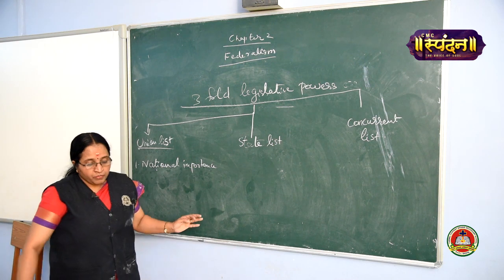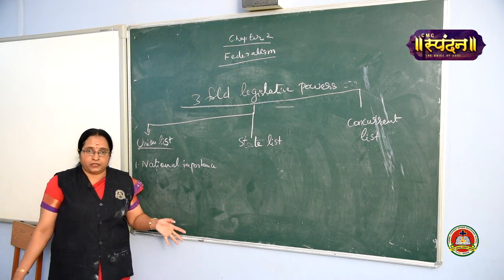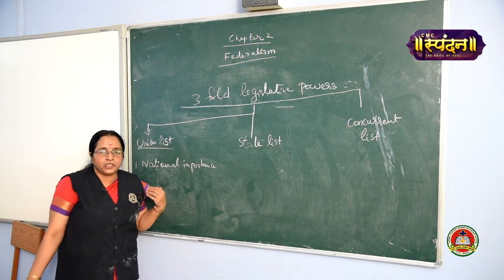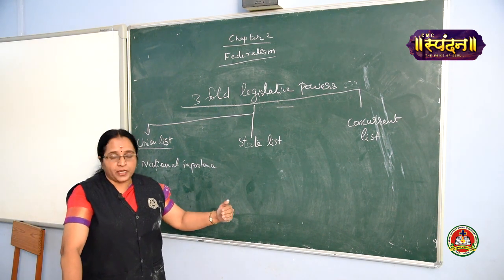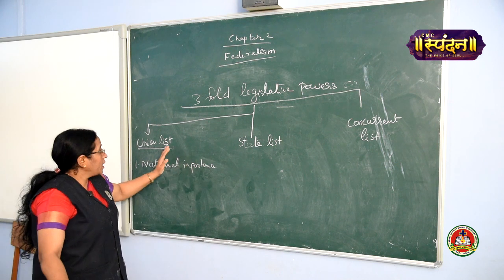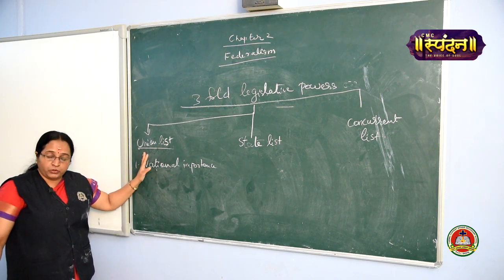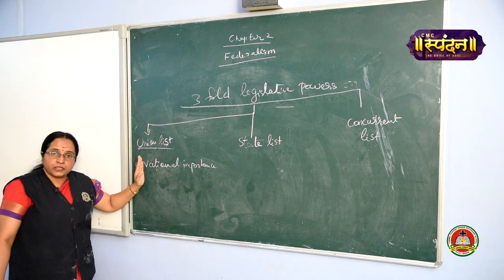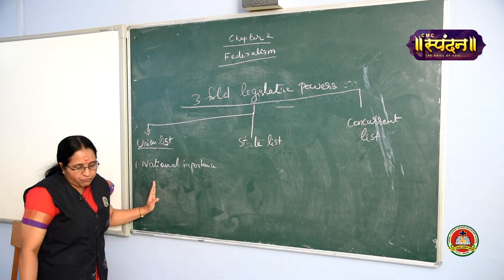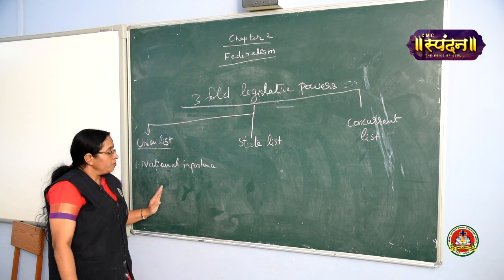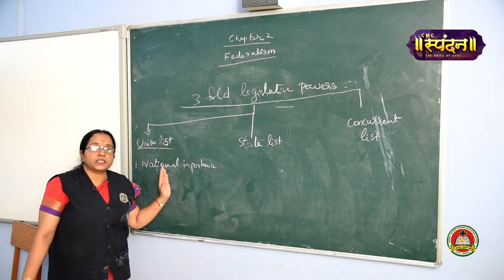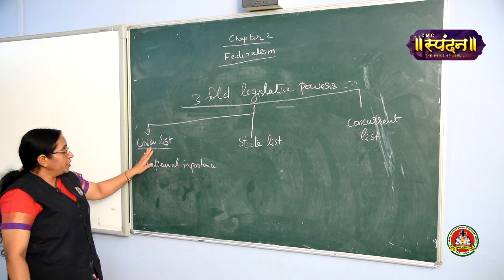Now see, there are some matters, some subjects which need a uniform decision. Those subjects or matters come under the union list. Clear? So for example, you can say defense, then foreign affairs and banking. This comes under the union list.